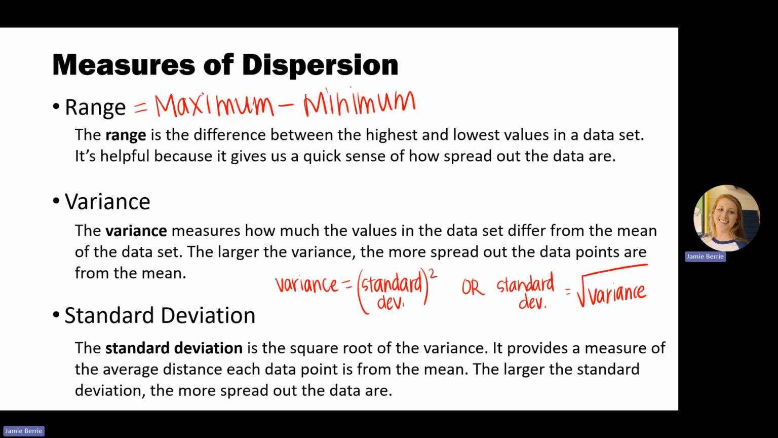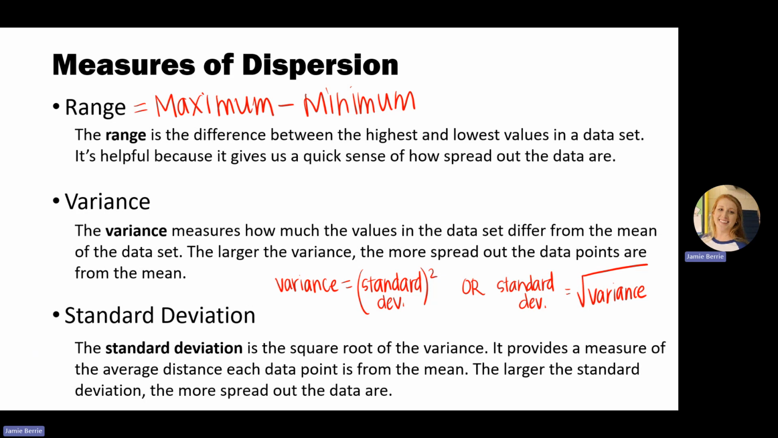All right, so the standard deviation is the square root of the variance. It's going to provide a measure of the average distance that each data point is from the mean. So if the standard deviation is 2, you would say, okay, well, in general, every data point in our data set is 2 units away from the mean. The unit is going to depend on what your data set is. If we're dealing with heights, which we're going to be looking at in a minute, then you might say on average, every student is about 2 inches either taller or shorter than the average height. All right, so again, the larger the standard deviation, the more spread out your data set is.